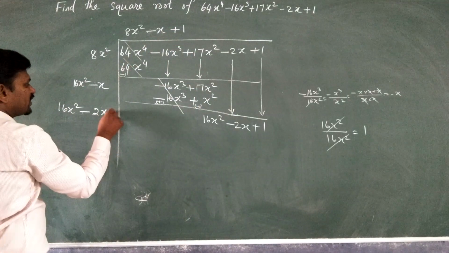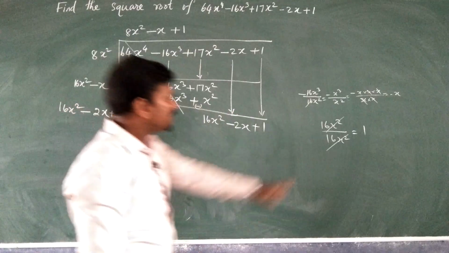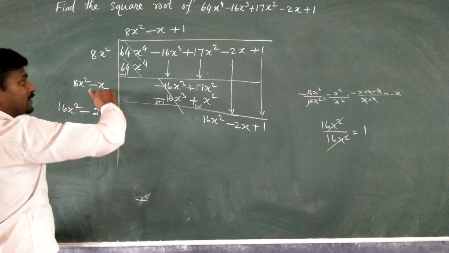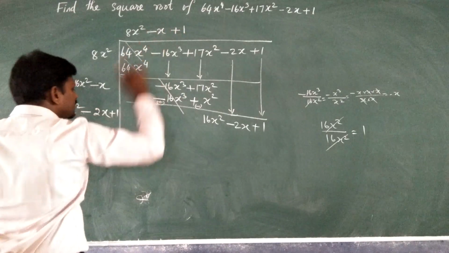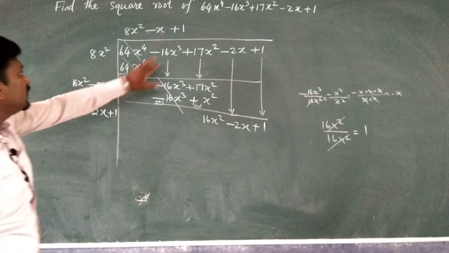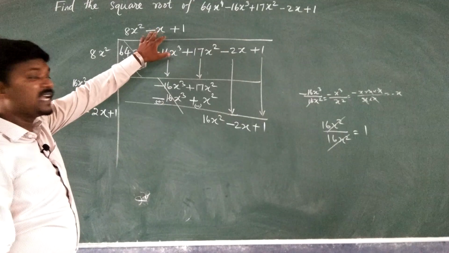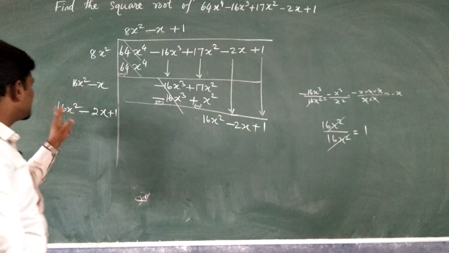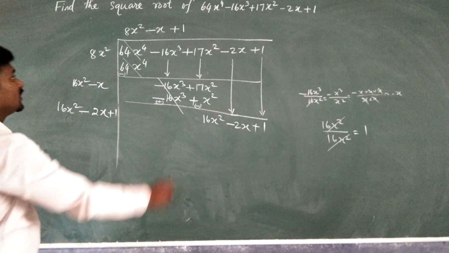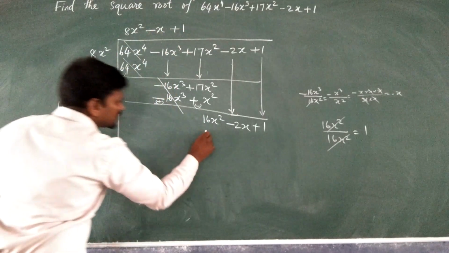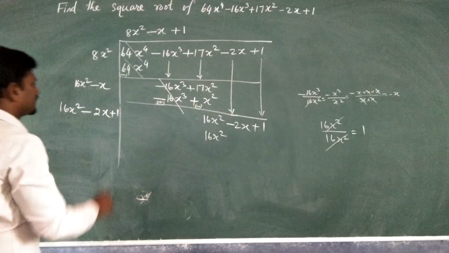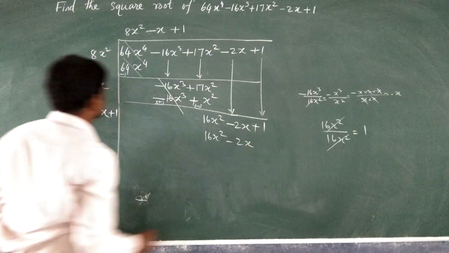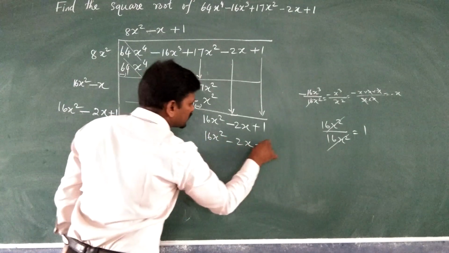The answer we get from dividing we have to write here as well as here. Like that, plus 1 and plus 1. Now, using this, we multiply these terms and write below. 1 into 16x square, 16x square. 1 into minus 2x, minus 2x. 1 into 1, plus 1.